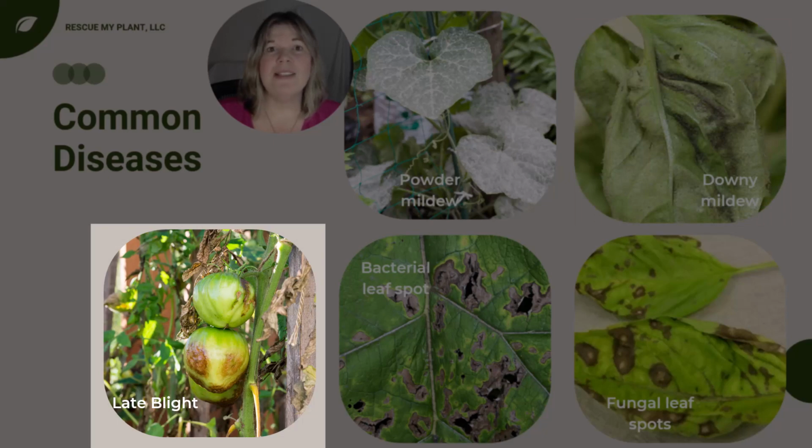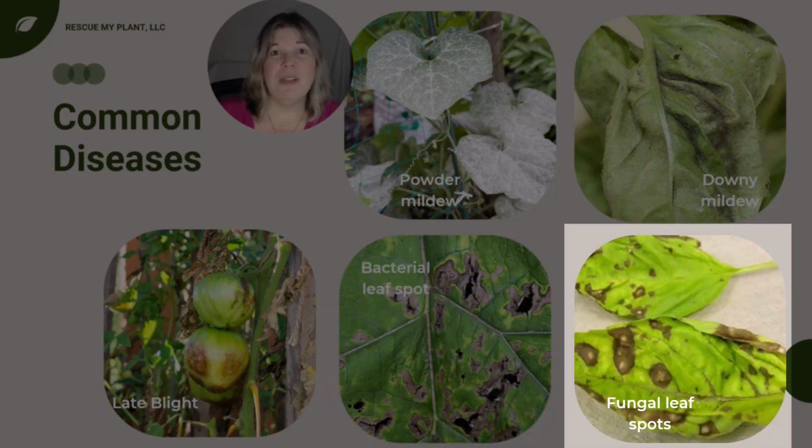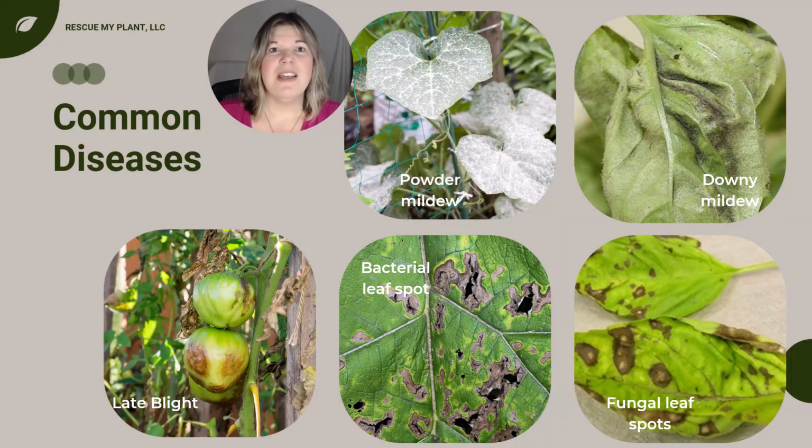Late blight is a devastating disease of tomatoes and potatoes, causing the leaves, stems, and fruit to get blotches that spread. Bacterial leaf spot causes small water-soaked leaf spots on the older leaves of the plant. It affects cabbage, lettuce, pepper, and celery. Fungal leaf spots are brown, yellow, or black spots that affect the leaves or fruit of a variety of vegetables. Keep in mind that there are many more diseases that I haven't mentioned.